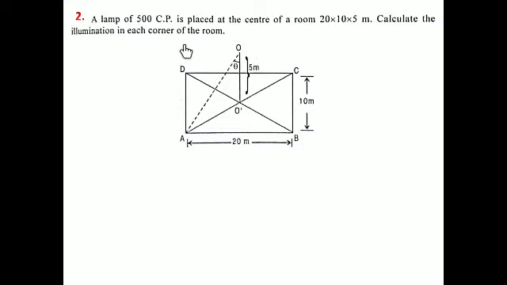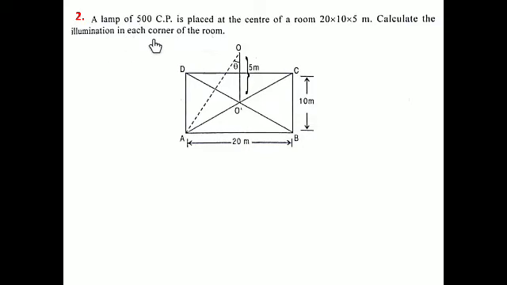Just see, this is your question. You have to draw this diagram. Just read the question now. A lamp of 500 candle power is placed at the center of the room. The room dimensions are given here. That is nothing but 20 into 10 into 5 meter. Calculate the illumination in each corner of the room.